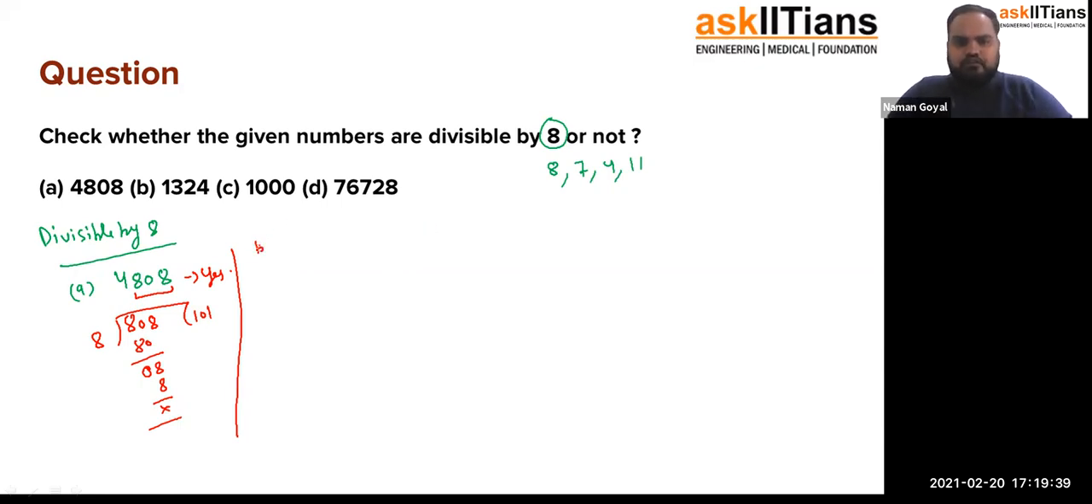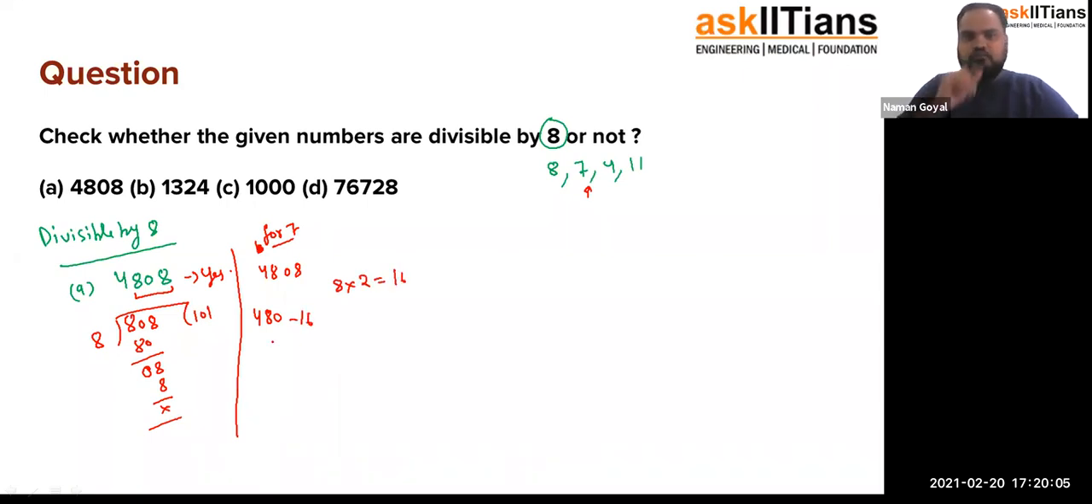Okay, now next what we have to check is 7. So for 7, the number we have is 4808, right? So 7 के लिए what we have to do, we have to remove the last digit which is 8. So the number we are left with is 480. Now we have to double this digit, we get 16. Now we have to subtract 16 from that number. If we subtract 16 from 480, then we get 464, I think so, right?